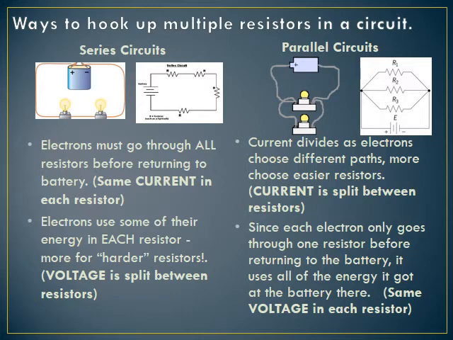As far as the voltage goes, since each electron is only going through one resistor, they get all their energy, they have to go through one resistor, and then they can go straight back to the battery. That electron is going to use up all of its energy in that one resistor, so it doesn't have to share it because it's only going through one resistor.